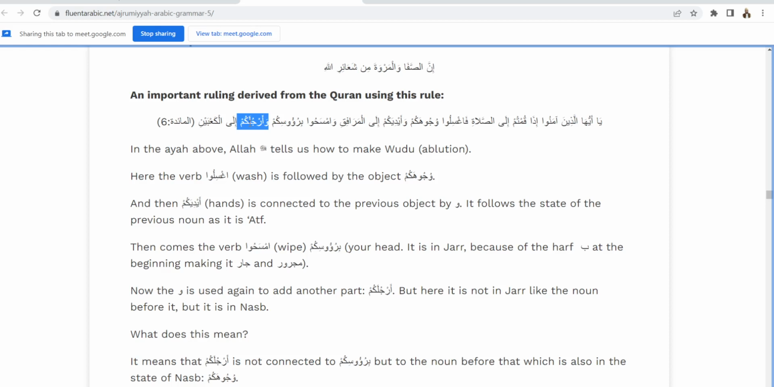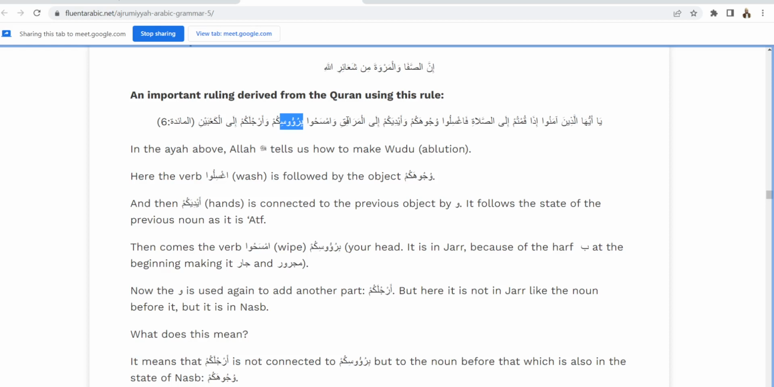But why did he say وأرجلكم? This is the narration of Hafs that we memorize. The reason is that what came after the waw is not being conjugated to رؤوسكم. No, it's being conjugated to here: وأيديكم إلى المرافق وأرجلكم.